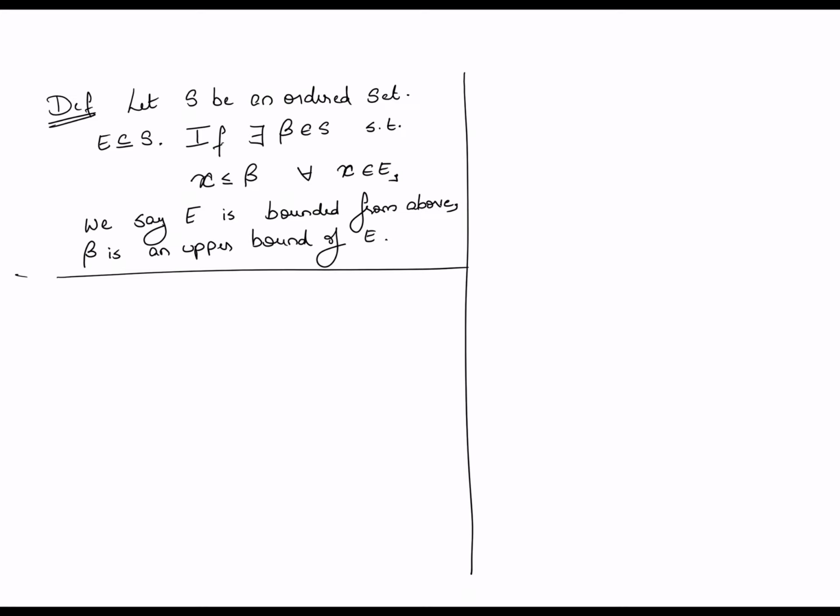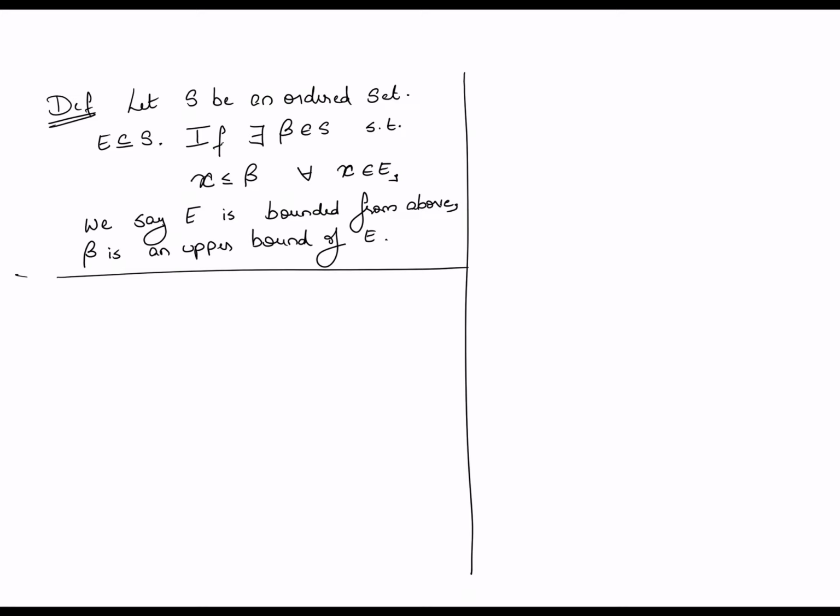Now again, as I said, S need not be a set of numbers, and so this is something that can be defined for any ordered set. For any ordered set, it is meaningful to say that such and such subset of the ordered set is bounded from above, and that this element is an upper bound on this subset. It is meaningful to say this in the generality of an ordered set.